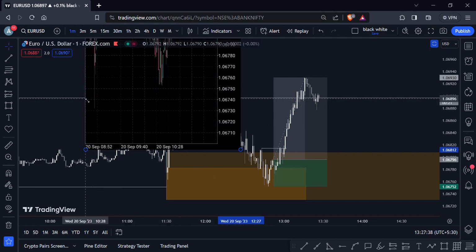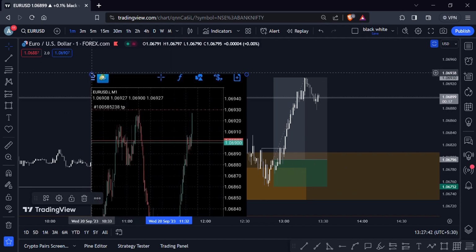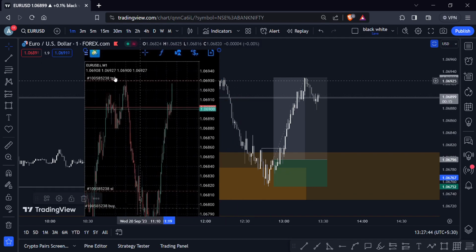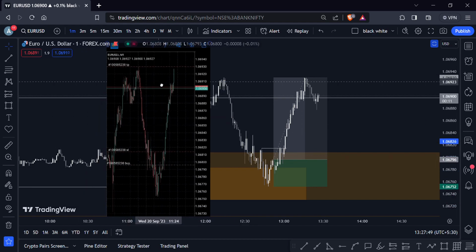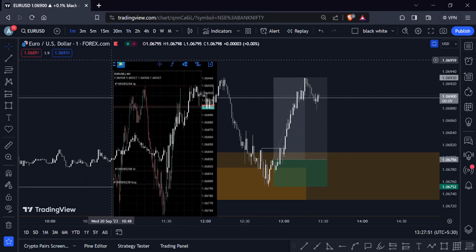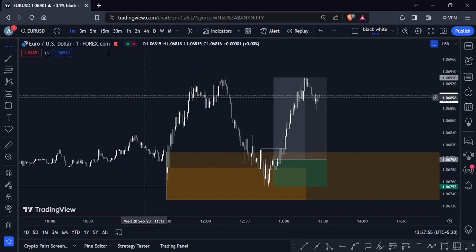So this one was the trade, and the TP was hit. Finally, let's see how my trade was, and it was a clear-cut analysis.